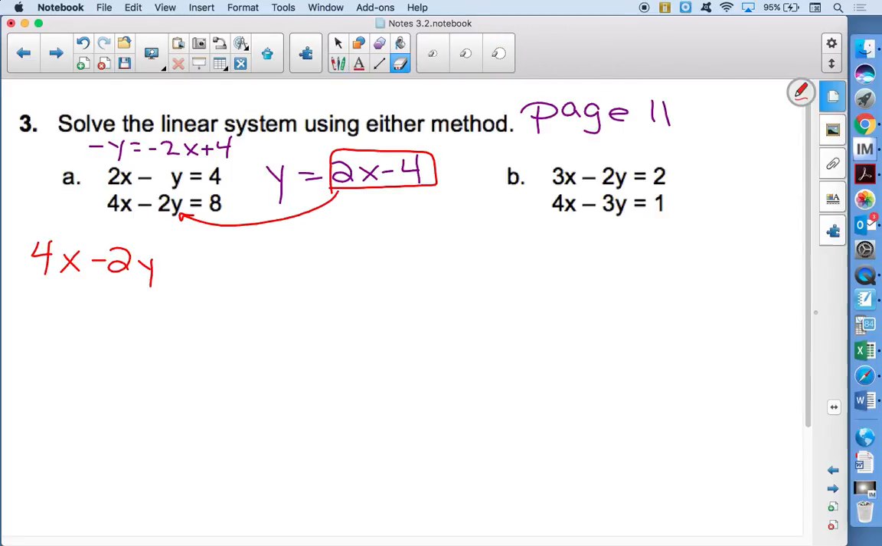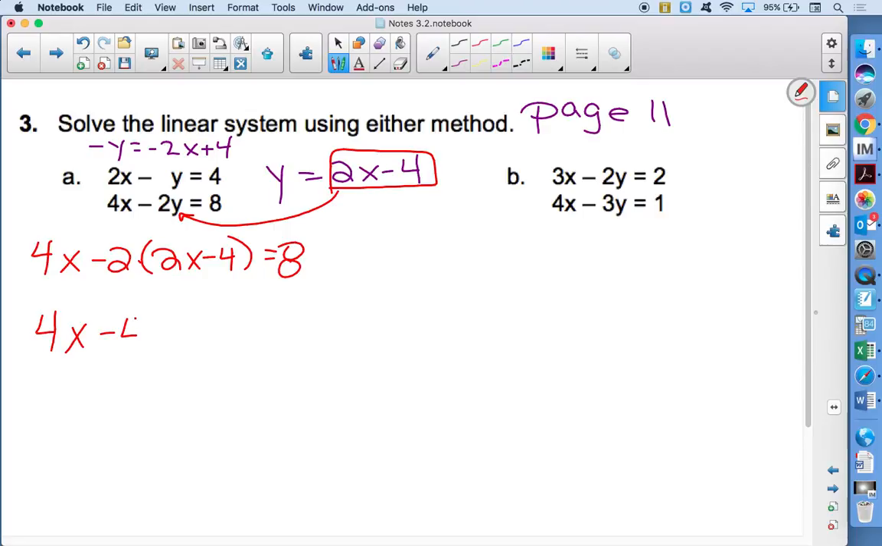So instead of y, you're going to plug in that 2x minus 4, and that's equal to 8. So substitution: take a letter out, replace it with an expression. And then distributing this, we have 4x minus 4x plus 8 equals 8. So the 4x's cancel, and you end up with 8 equals 8.